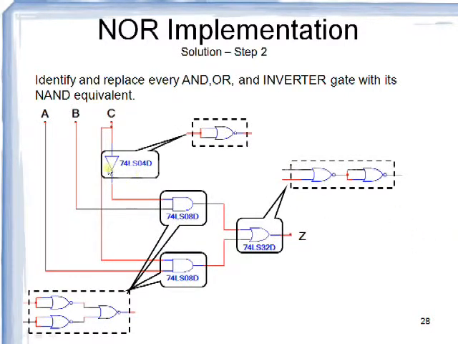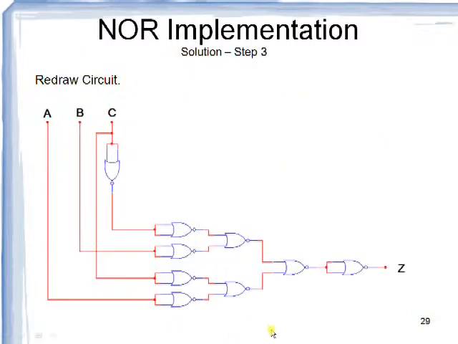Okay, we are taking it as an example. Now here the NOT gate is replaced with the equivalent NOR gate. And here these AND gates are replaced with the equivalent NOR implementation, as well as this OR gate is replaced with the equivalent NOR implementation. Now this is the circuit.